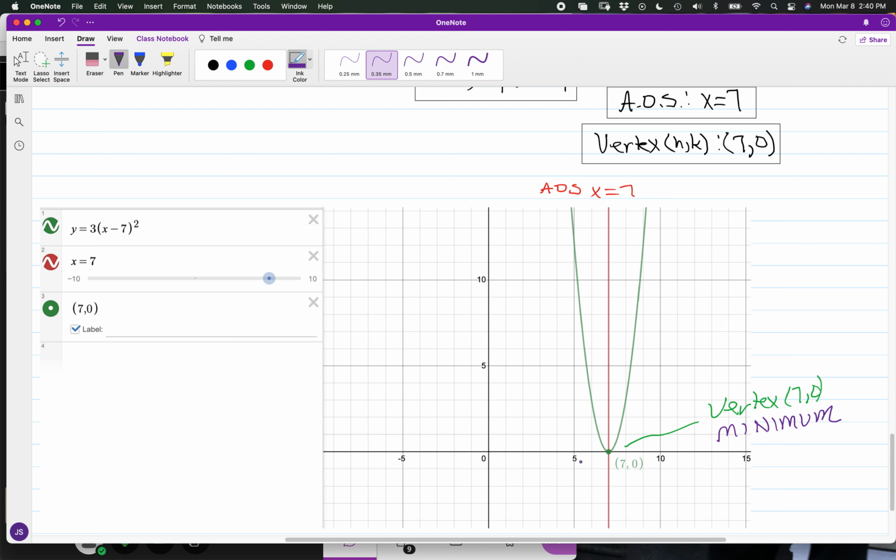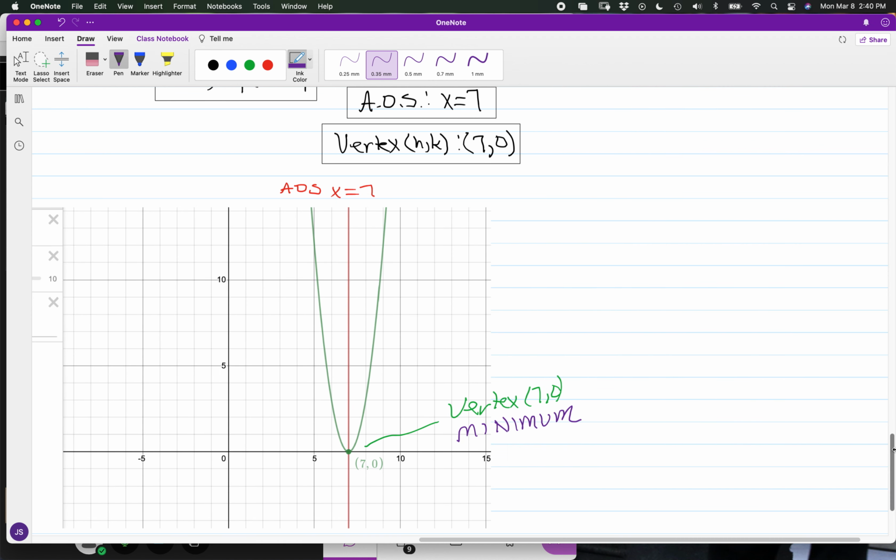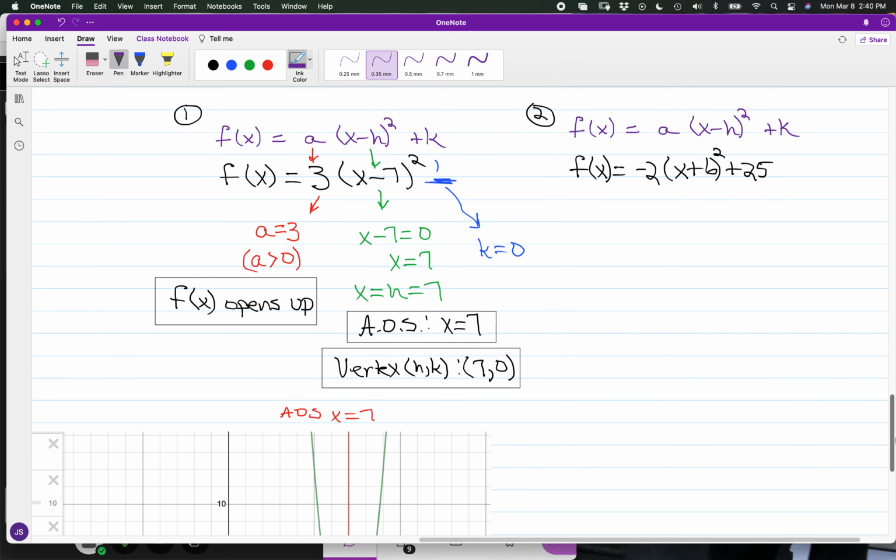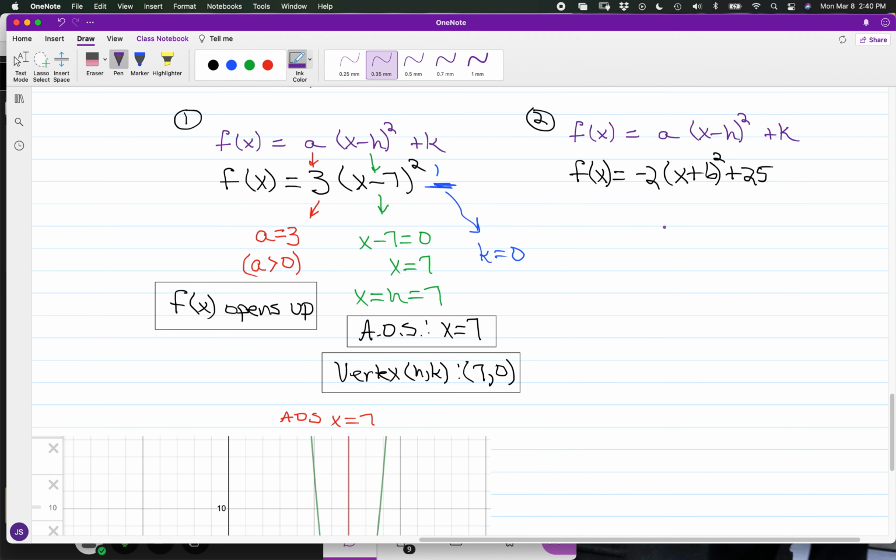Right. Now, in the case of the other function, here we have f of x equal to negative 2 times the square of x plus 6, followed by the addition of 25. Okay. So we have a is equal to negative 2. Okay, so a is negative. So this means this time that f of x is going to open downward.